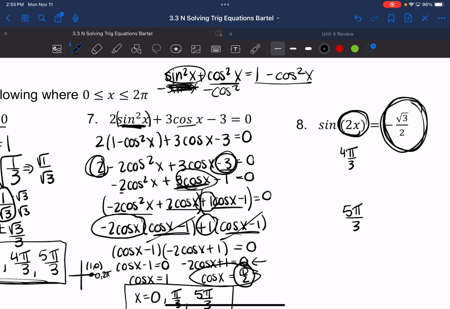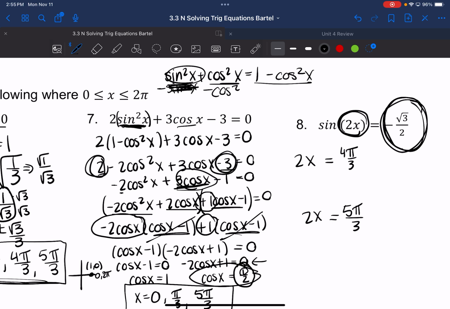Oh, so it would be... wait, isn't cosine like the x, like sine is y? Mm-hmm. So I'm saying that 2x is equal to these terms. Miss Raymer, how do you know? What do you mean?